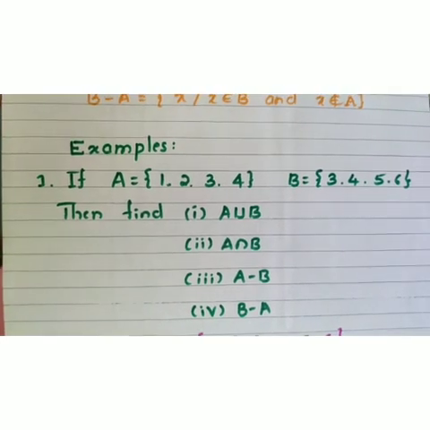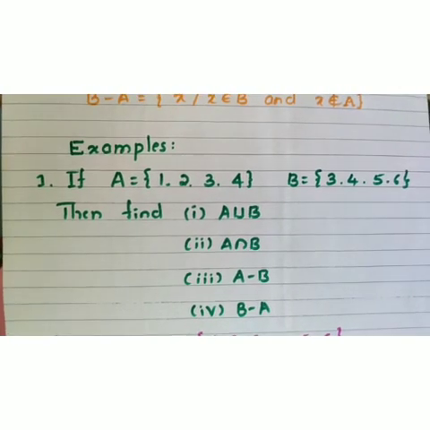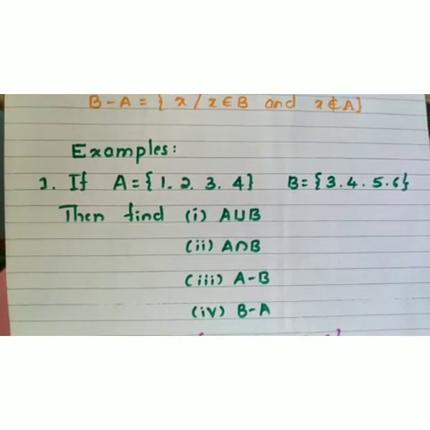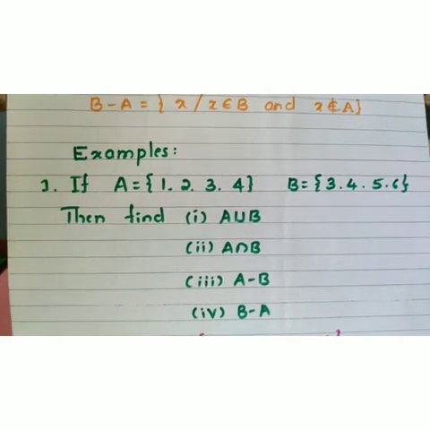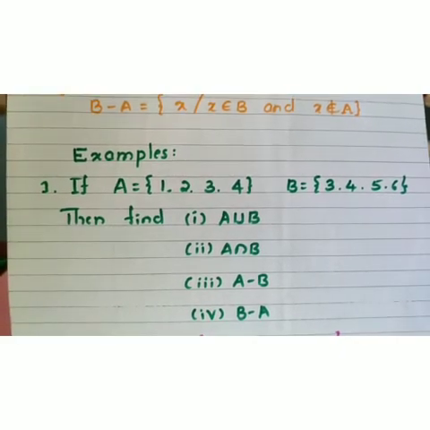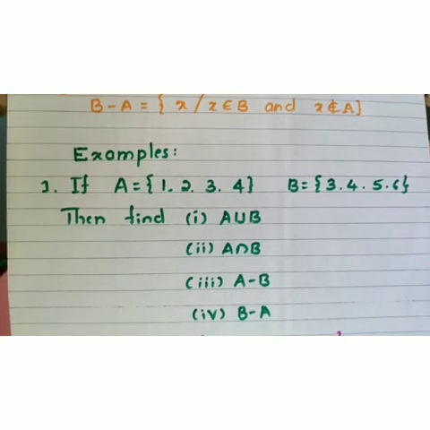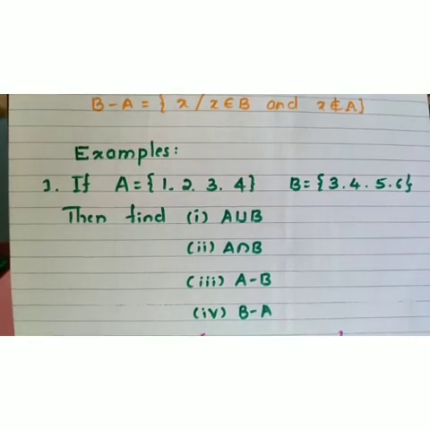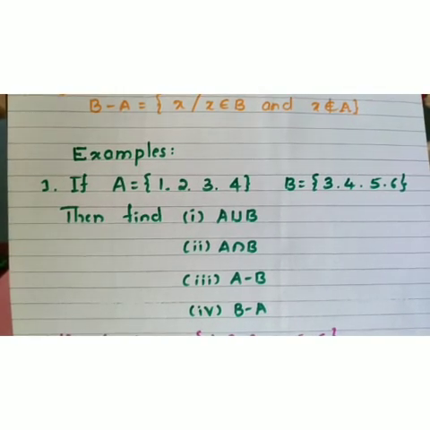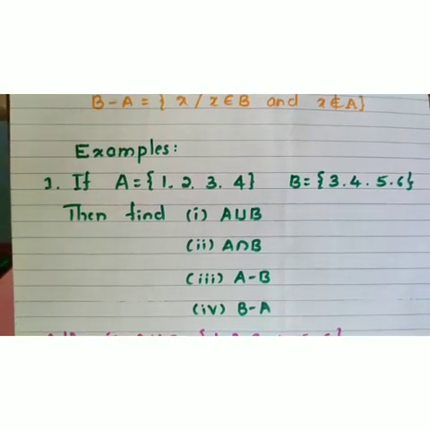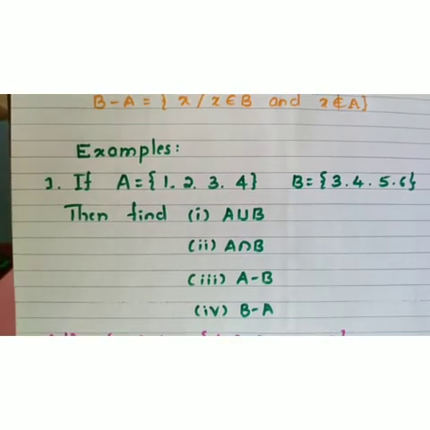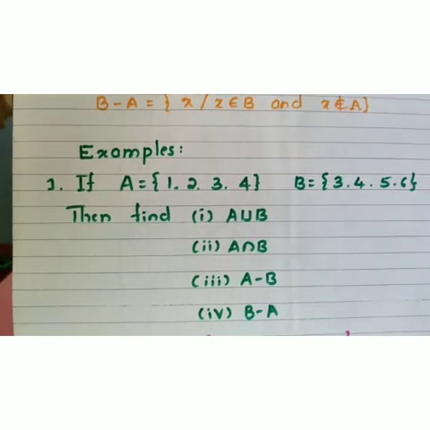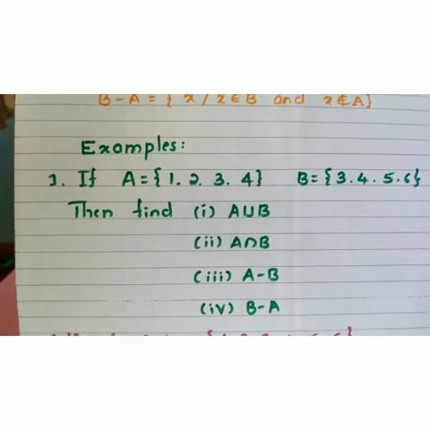These operations on sets can be made clear by means of one example. The set A contains the elements 1, 2, 3, 4, and the set B contains the elements 3, 4, 5, 6. Our question is to find A union B, A intersection B, A minus B, and B minus A. The sets A and B are given.